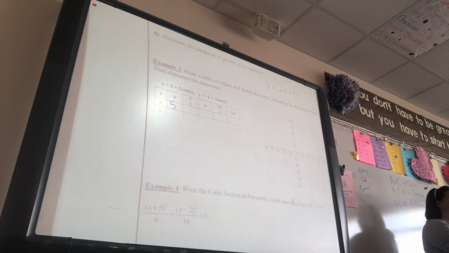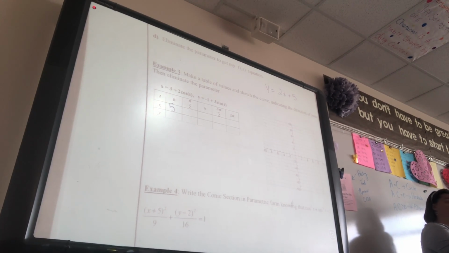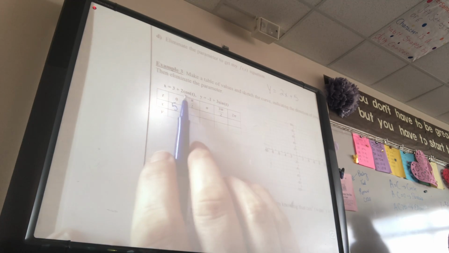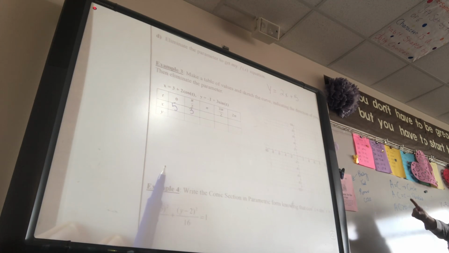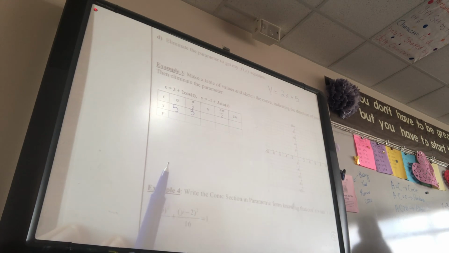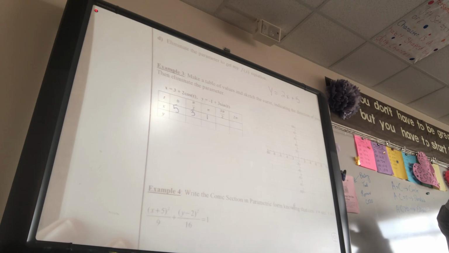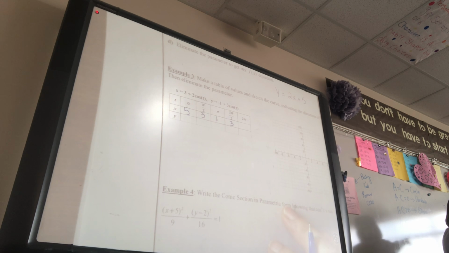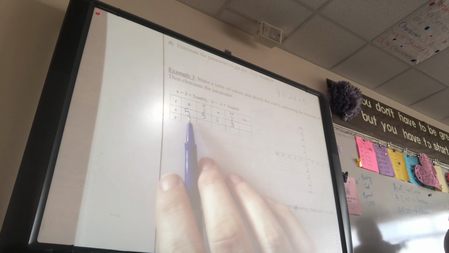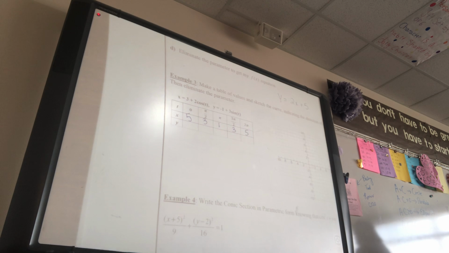At pi over 2, what is cosine? 0. I haven't moved any left or right. So 0 times 2 is 0. 0 plus 3 is 3. At pi, what is the x coordinate? -1. So -1 times 2 is -2 plus 3 gives me a 1. 3 pi over 2, what's my x coordinate? 0. So this is 3. And back at 2 pi, 1. So we're back at the same place as 0, so 5.